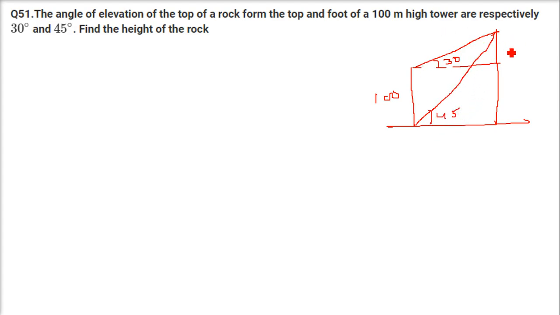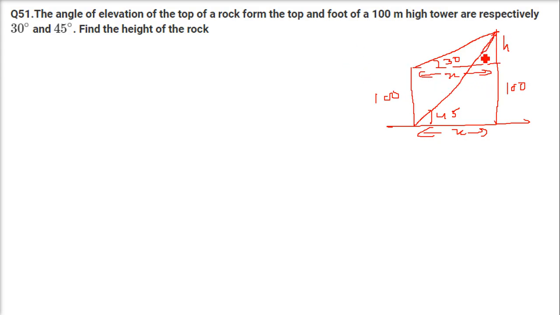Now we have to find the height of the rock. So let us assume this to be h, and this is of course 100. Why have we taken this? Because we'll add h with 100 and then we'll find out the final value. So now let this be x, the distance between the tower and the rock.